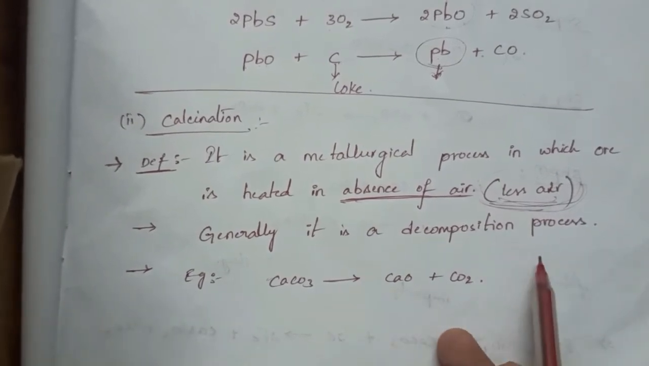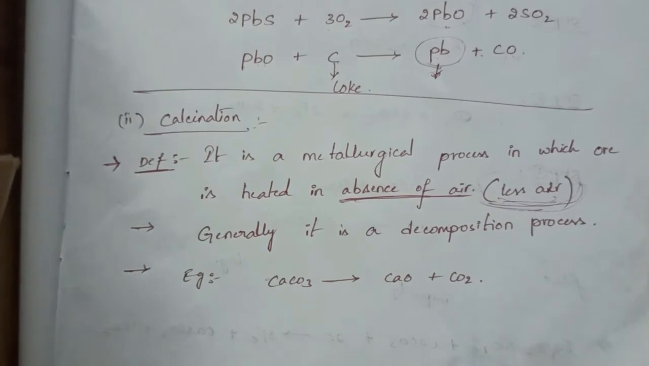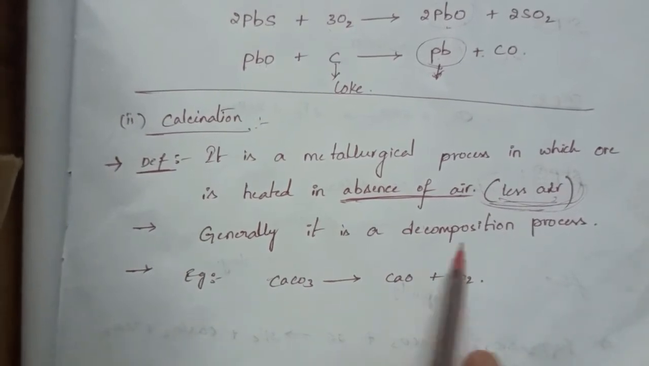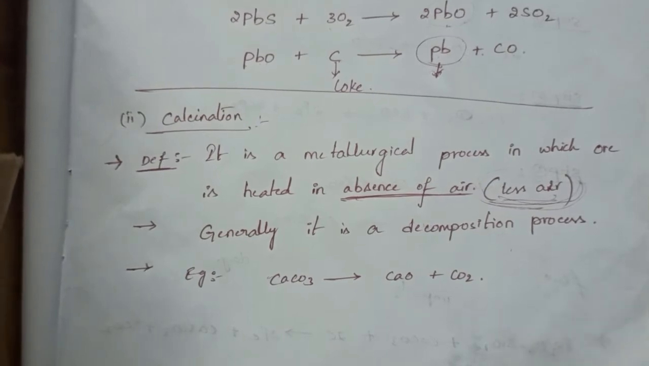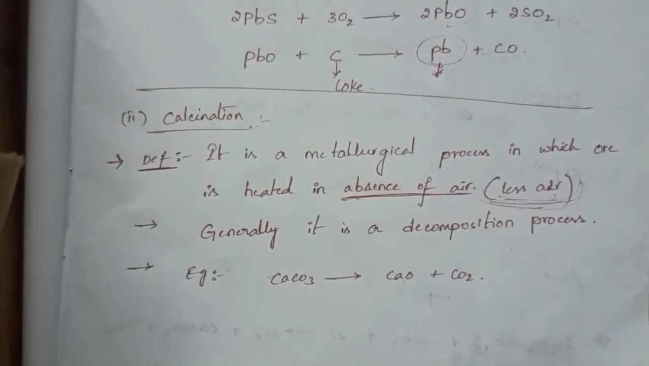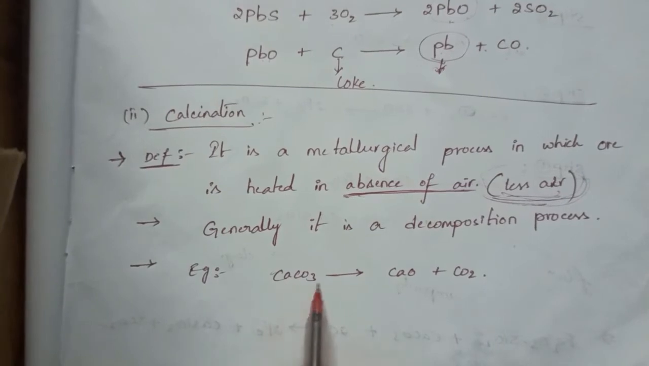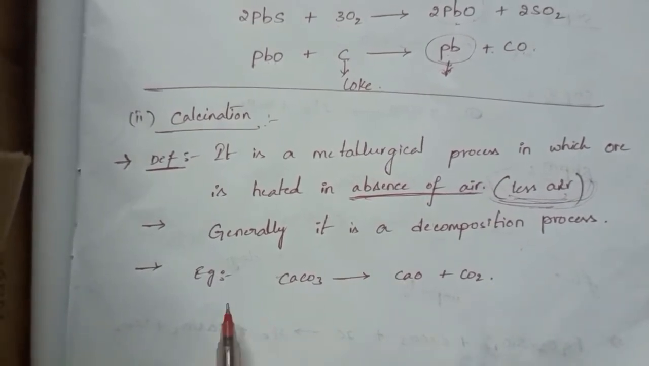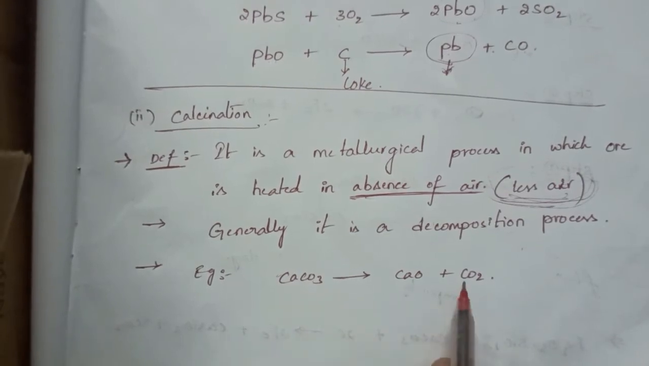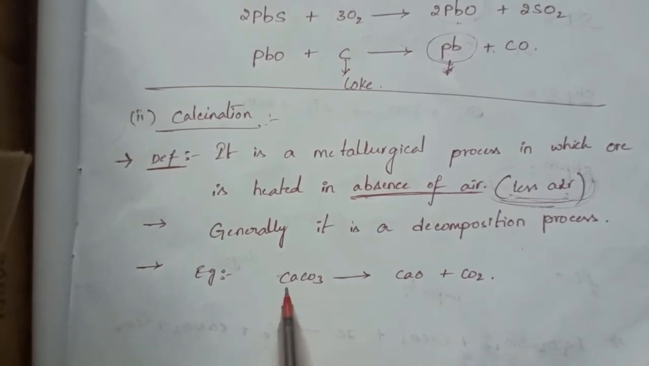Generally it is a decomposition process. Generally, all calcination processes are decomposition processes, in which the metal compound and impurity are decomposed. Example, calcium carbonate is decomposed to calcium oxide plus CO2. Here carbon dioxide is separated from calcium carbonate.